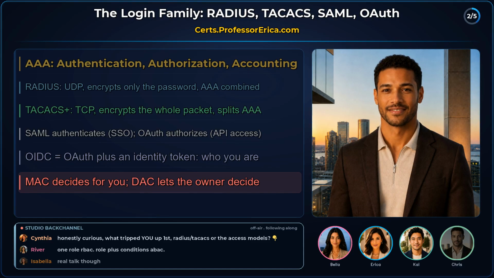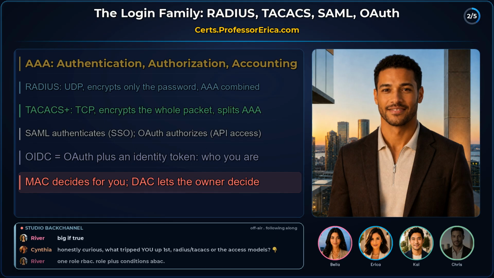Mandatory access control decides for you, while discretionary access control lets the owner decide, and that is the last cluster in this family, the access control models. These four are a guaranteed question: DAC, MAC, RBAC, and ABAC. The trick is who or what makes the decision.